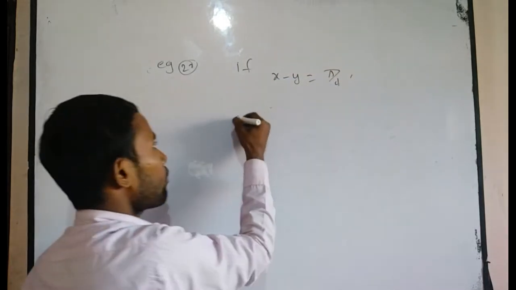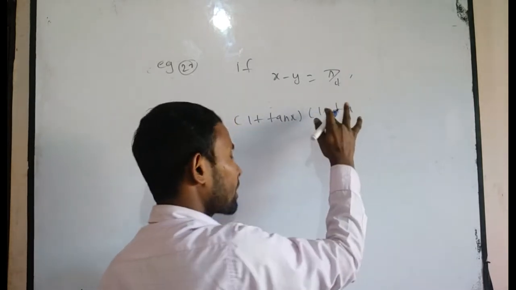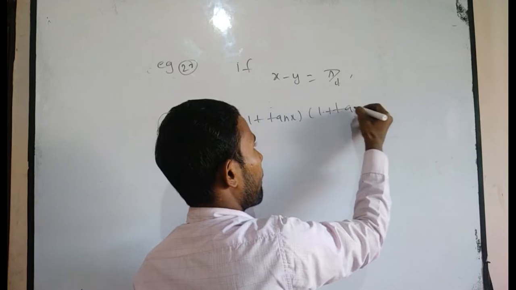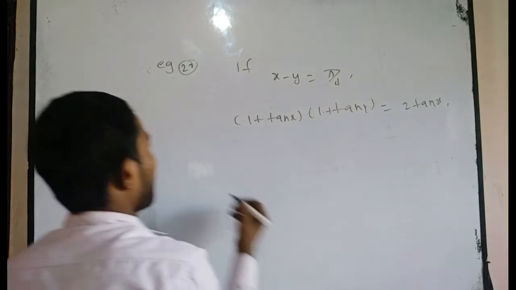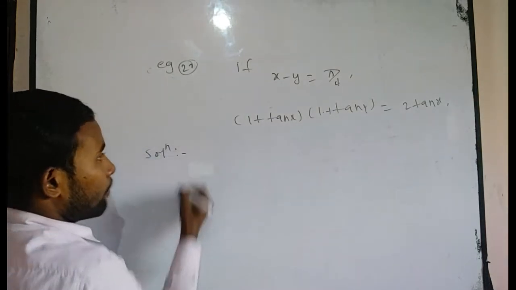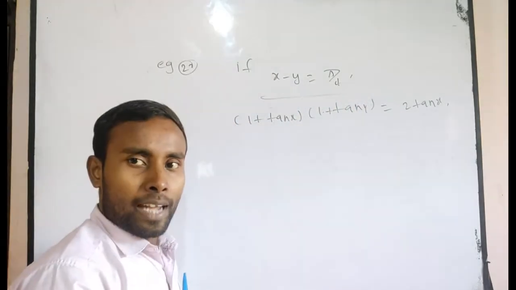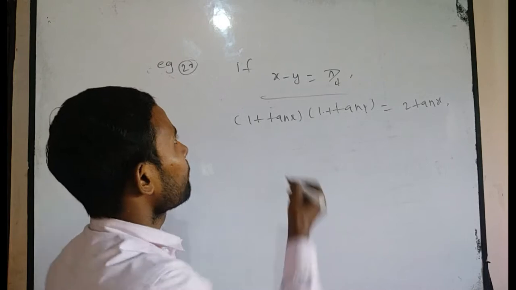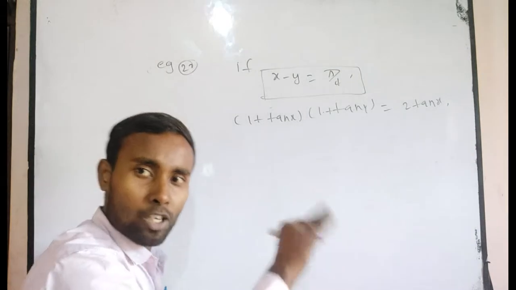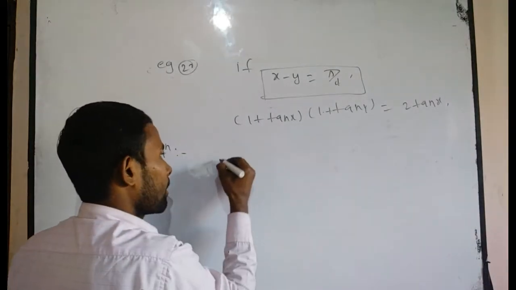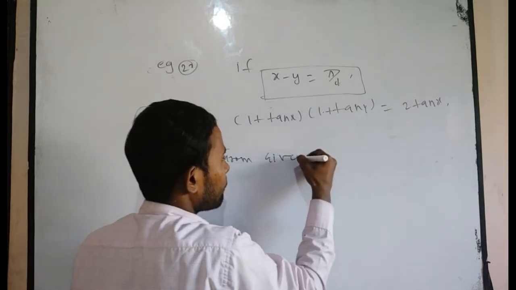1 plus tan x into 1 plus tan y is equal to 2 times tan x. Firstly, before solving it, it is given that x minus y is equal to pi by 4. Now there definitely arises a question: if x minus y is equal to pi by 4 is given, then definitely you have to use it. So you have to proceed from the given condition.